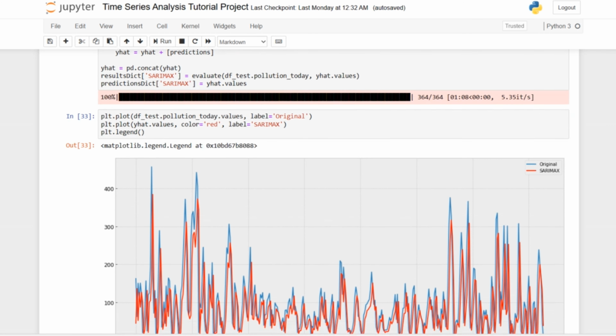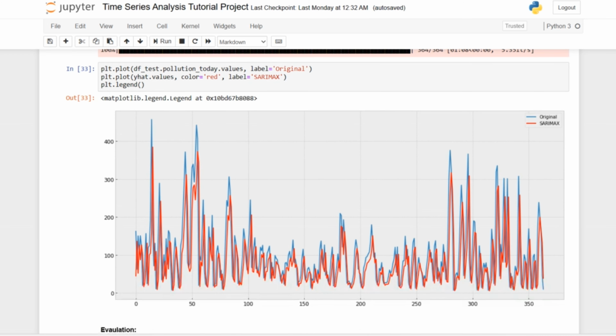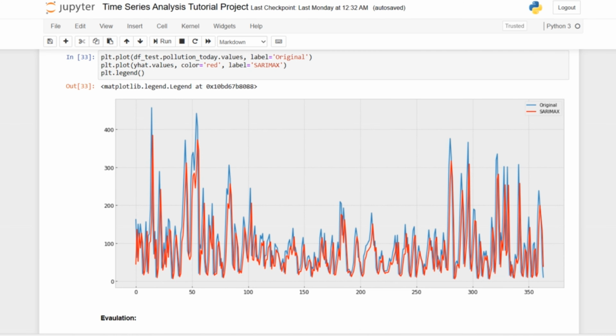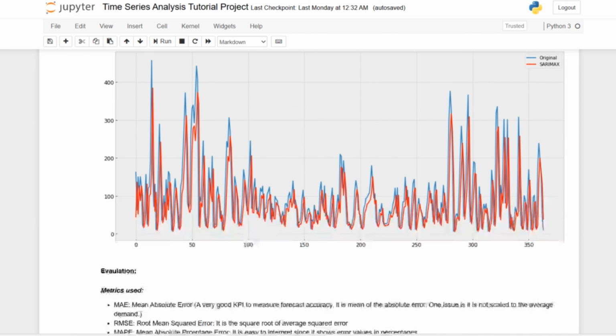And later on, if you look into plotting the original versus the model, you can see now we are kind of reaching the original value. The point I mentioned earlier was that it was below for the ARIMA model and ARMA model, while for this model it is kind of reaching the original. So this seems to be better, guys. So let's now look into the evaluation.